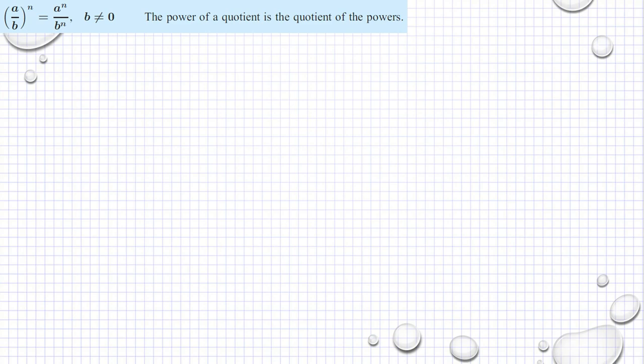Okay, the law says that the power of a quotient is the quotient of the powers. So it says here, in algebraic representation, as you can see here. I'm going to prove that using an example first.